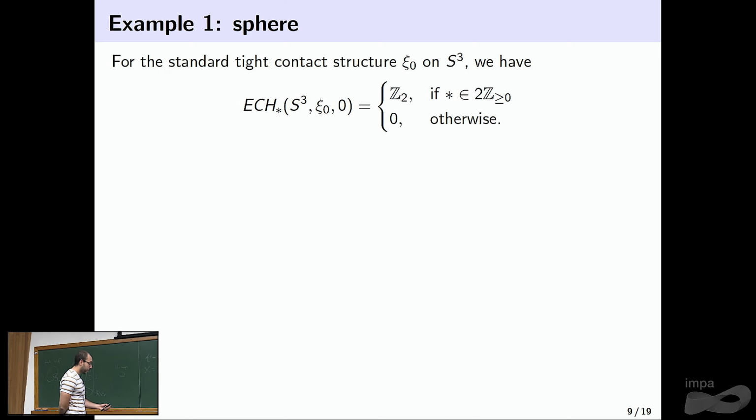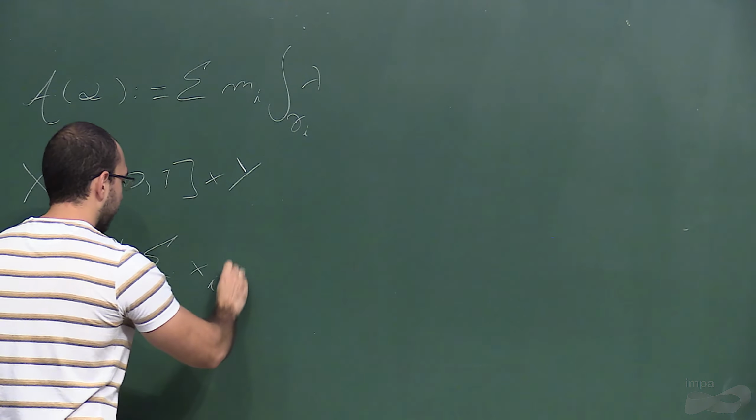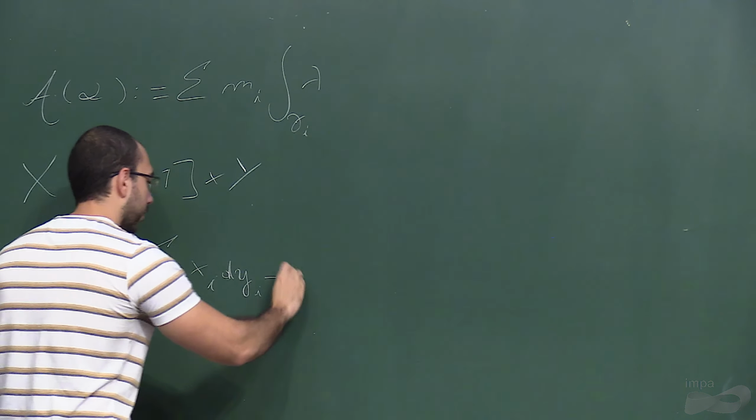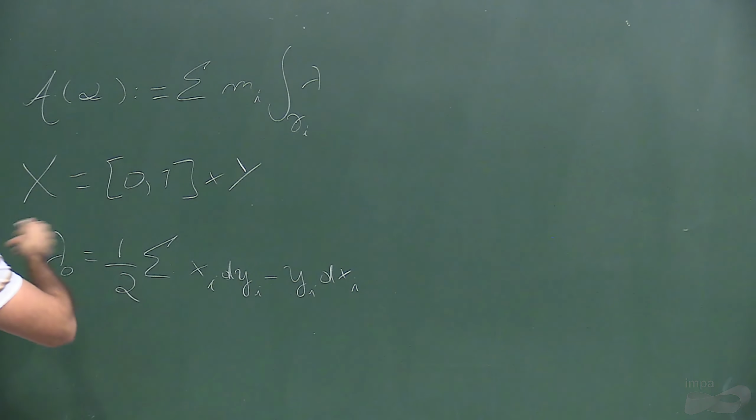Okay, so the first example. We take the standard tight contact structure on S^3. It was already defined this week. You consider the standard Liouville form on C^2, R^4. This is given by 1/2 (x dy minus y dx) summed over the coordinates. And then you restrict this to S^3. And this is a contact form. And the xi_0 here is the kernel of it.